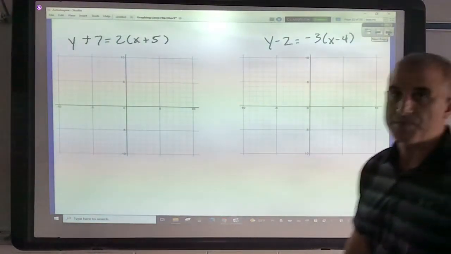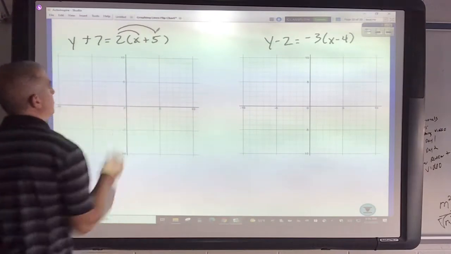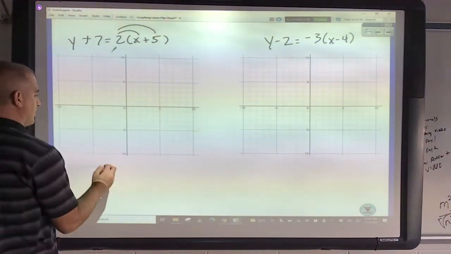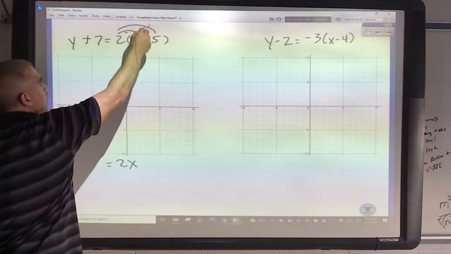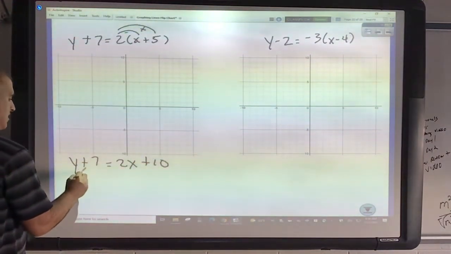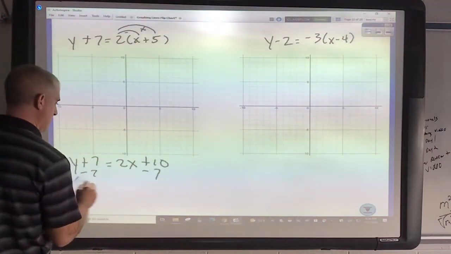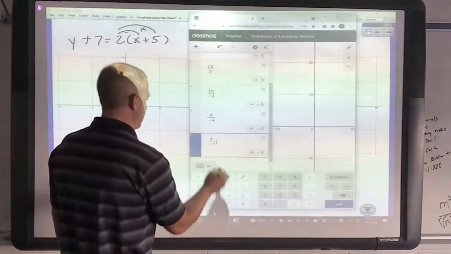Okay, now we got some parenthesis problems. So I want to take this and multiply. 2 times x, I'll do the work down here, is 2x. 2 times 5 would be 10. And I got y plus 7. So I'd want to subtract the 7. I can only do that to the 10, so y equals 2x.